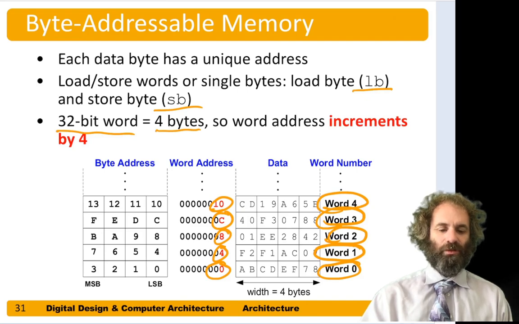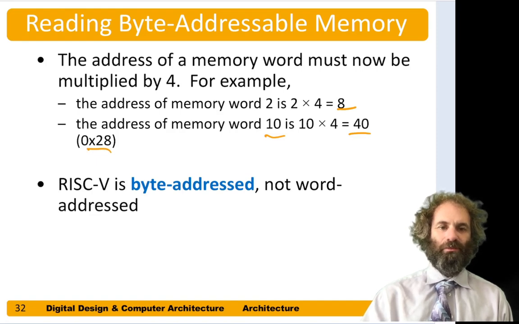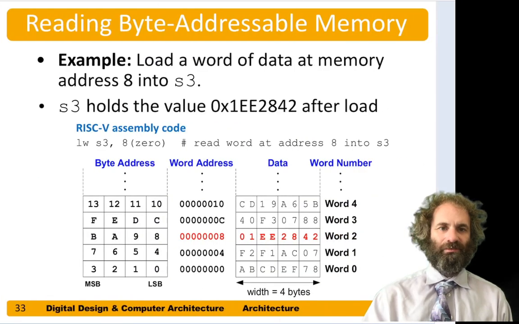And within each of those words, there are 4 byte addresses for the bytes within the word. So if we want to read a byte addressable memory, the address of the memory word now needs to be multiplied by 4. If we're interested in the second word, that's address 8 in memory. If we're interested in the 10th word, that's address 40 in memory, or in hexadecimal 40 is 0x28. So it's important to remember RISC-V is byte addressed, not word addressed.